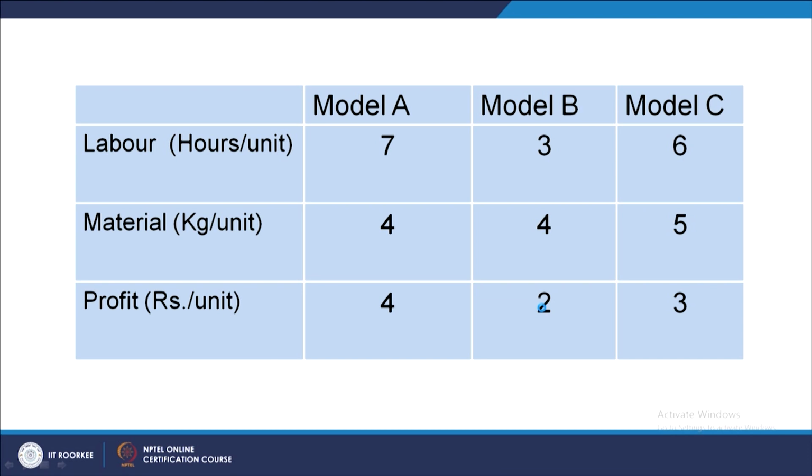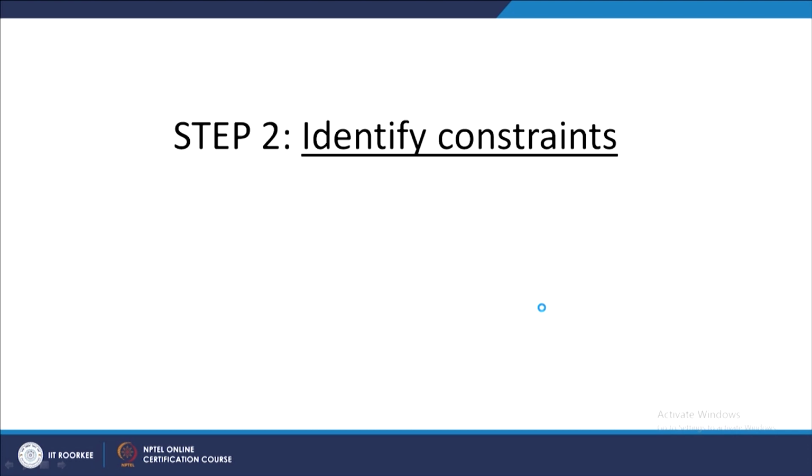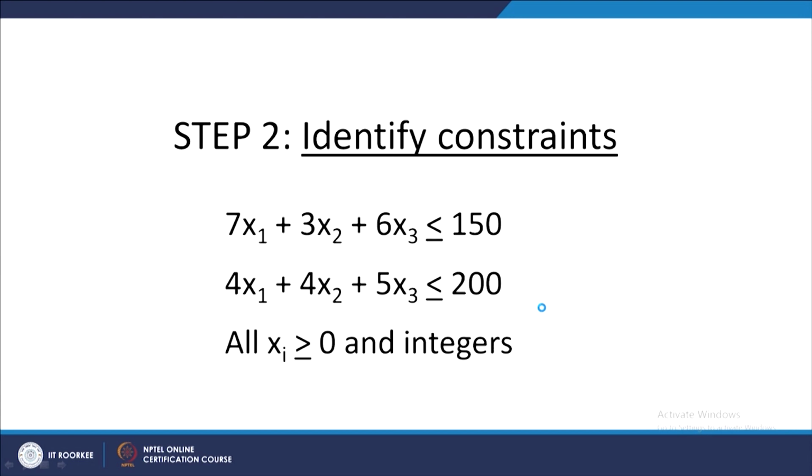So, since we have assumed x1 to be a variable, that is the number of units to be produced of model A, 7 has to be multiplied by x1, and similarly 3 has to be multiplied by x2 and 6 has to be multiplied by x3, and when you add them all up, this should satisfy the condition that they should be less than or equal to 150. Why 150? Because in the problem it is given that there are 150 hours of labor available. So, the sum of all these 3 terms should be less than or equal to 150.